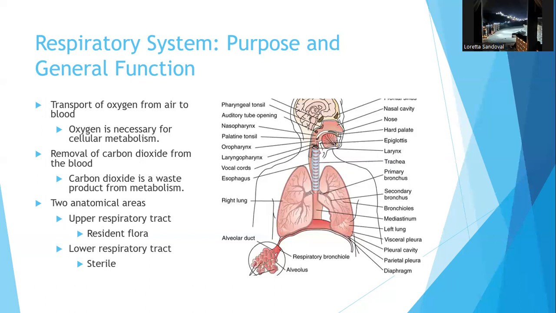There are 2 main anatomical areas of the respiratory system, the upper respiratory tract and the lower respiratory tract. The upper respiratory tract has resident flora. We have our normal flora that live there, but the lower respiratory tract is supposed to be sterile. No normal flora down there. If you get them down there, that's a problem. That could be pneumonia, which is another thing on the list of things that might be your last illness. So keeping the lower respiratory tract sterile is pretty important. So we've got to do that.